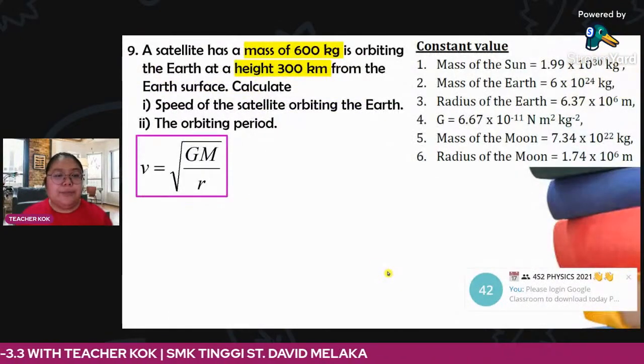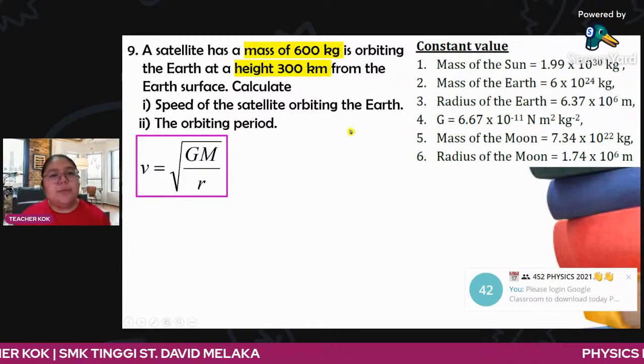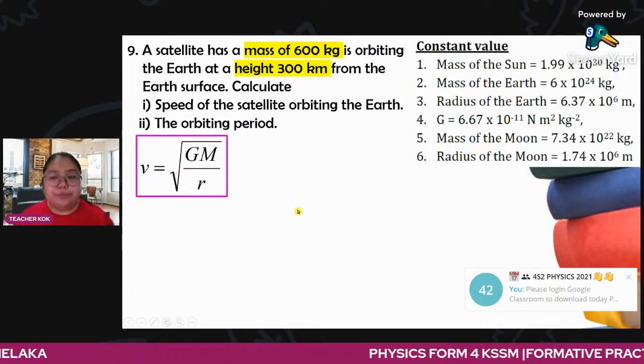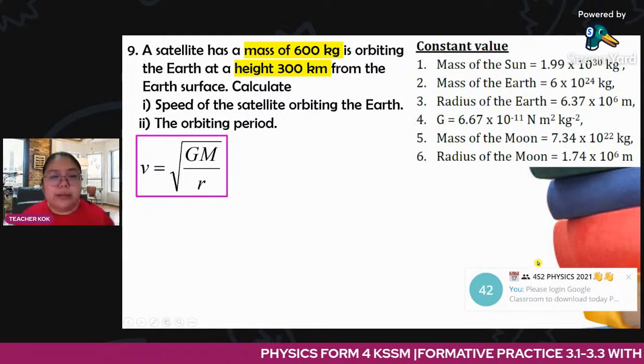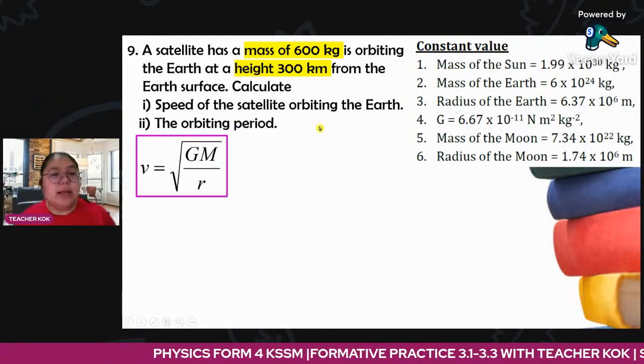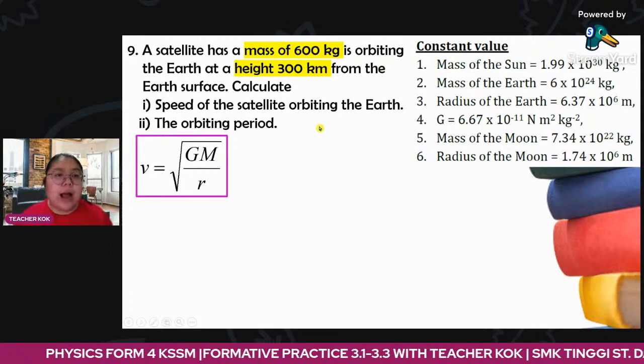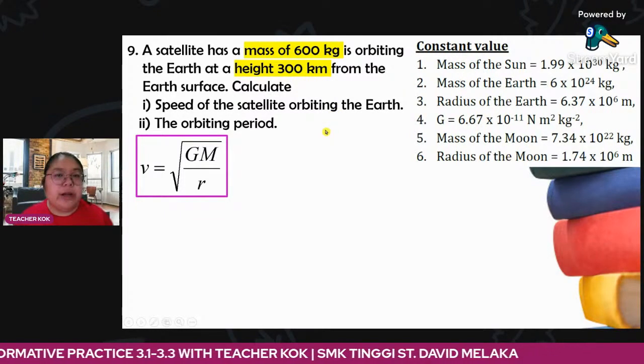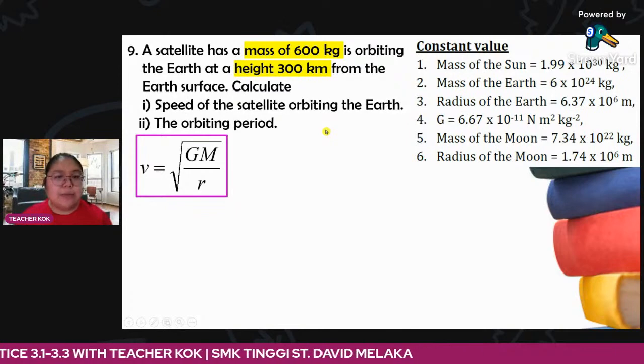Okay, question 9. This one is asking about the speed. We're using the linear speed formula for the satellite to orbit. They tell you the height, 300 kilometers, so that means you need to do the extra step. Okay, I do the extra step.